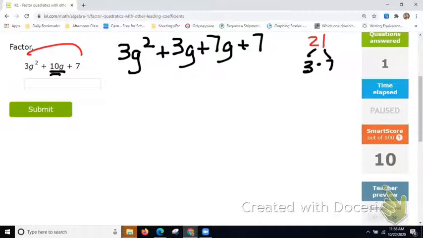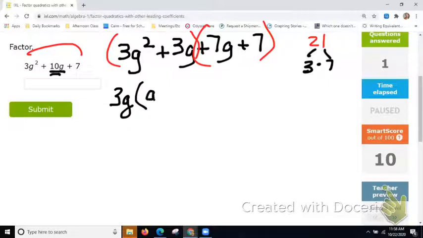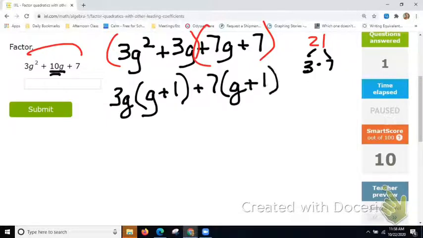Now you treat it like any of our grouping problems with 4 parts. Look at those first 2. What goes into those first 2? A 3 and a g. And then inside the parentheses, if we divide by 3g, what's left? Look at the second 2. What do they have in common? They both have 7. So I have 7 on the outside, 3g plus 1.